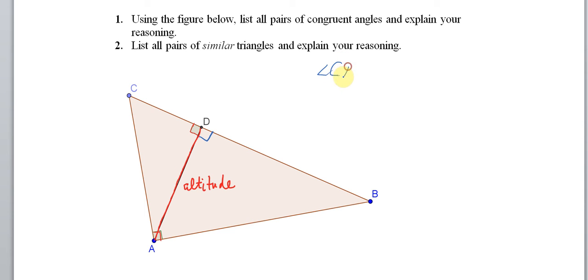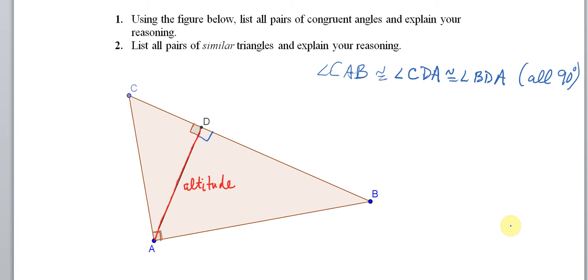Angle CAB, that's the big one, is congruent to angle CDA, and that's congruent to angle BDA. Okay. So all those angles there are 90-degree angles, so we can say with pretty good certainty, with absolute certainty actually, that they are all congruent to each other.